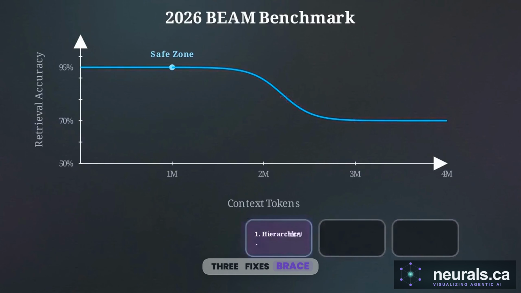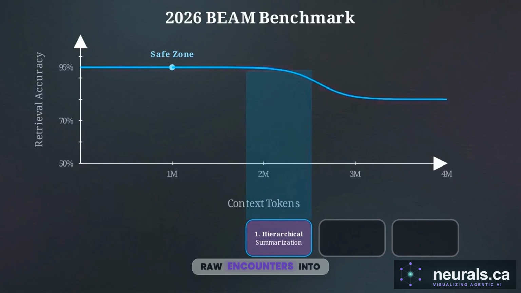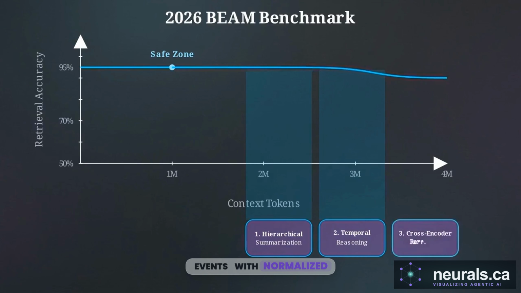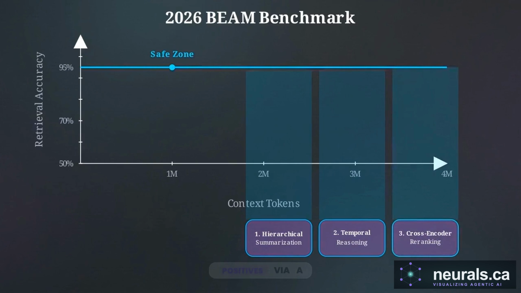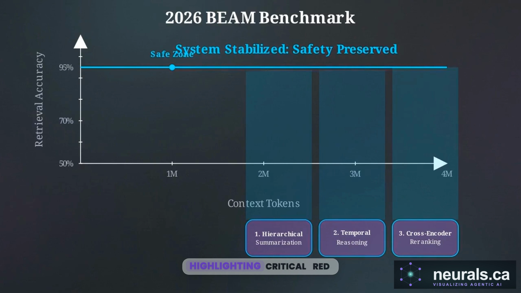3 fixes brace the system. First, hierarchical summarization compresses raw encounters into structured abstracts. Second, temporal reasoning sequences events with normalized timestamps. Third, cross-encoder re-ranking slashes false positives via a second-pass evaluation, highlighting critical red flags.